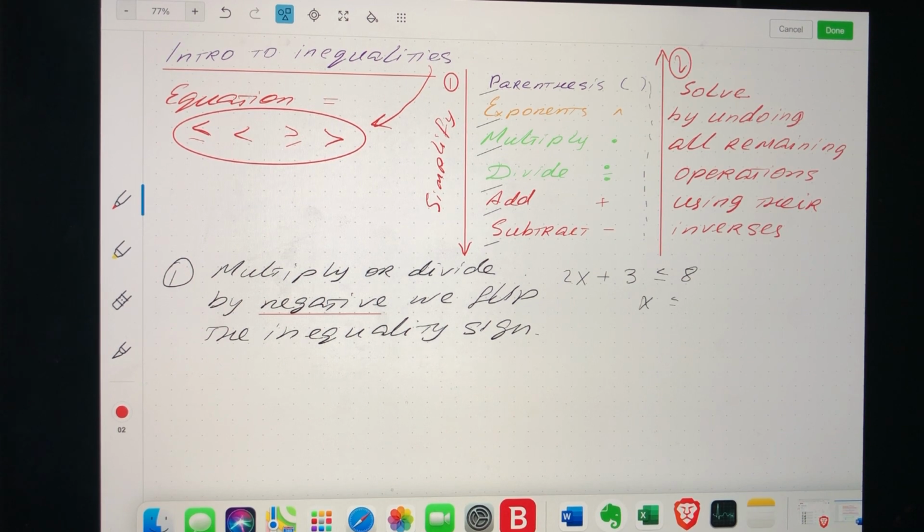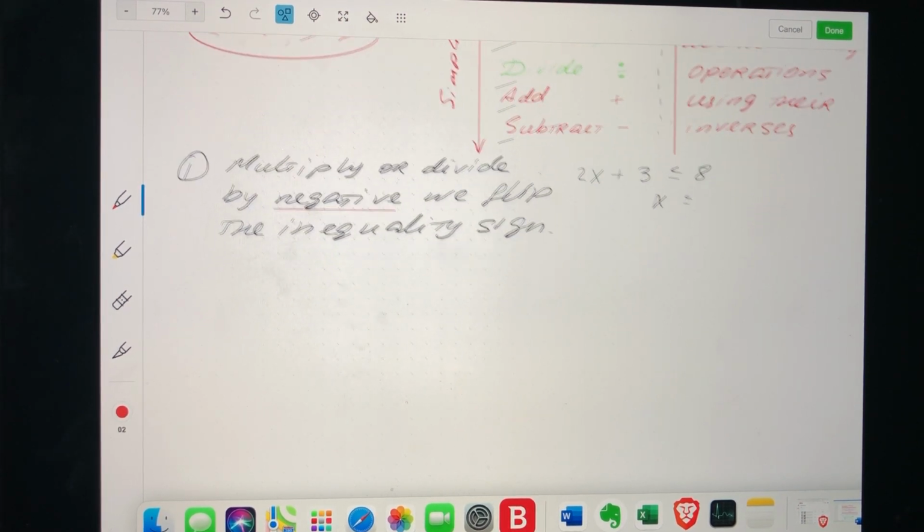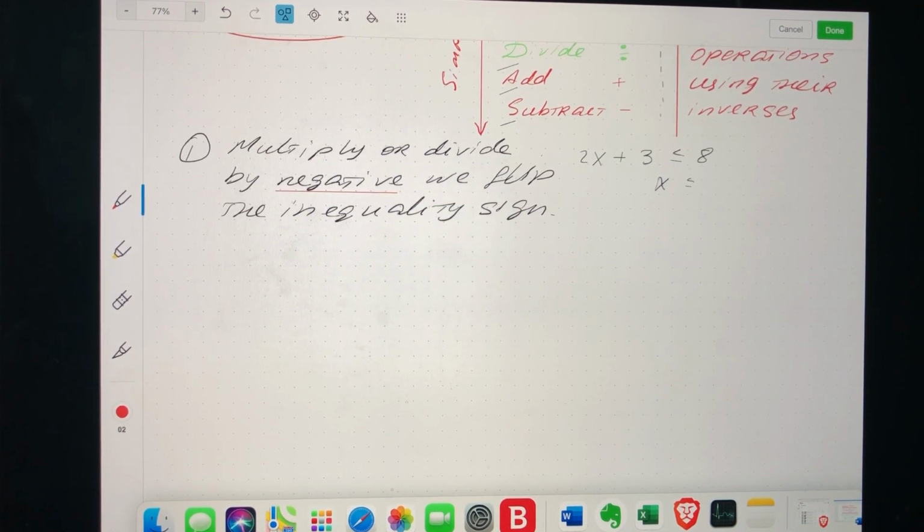So the reason for that is when you have an equation, flipping the equation makes no difference. It still looks exactly the same. But when you have less than or equal to and you flip it, you get greater than or equal to. If you have less than and you flip it, you get greater than. And so why is that the case?